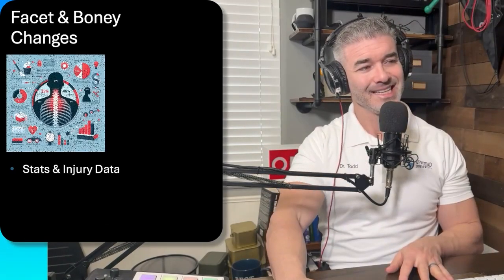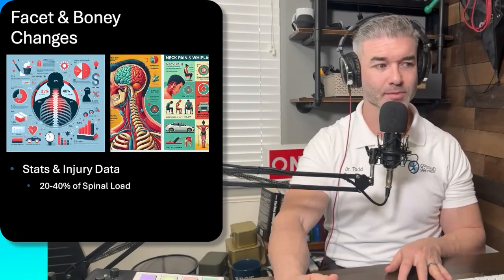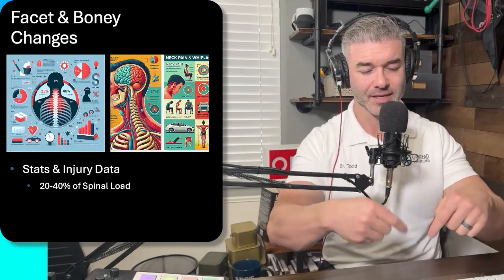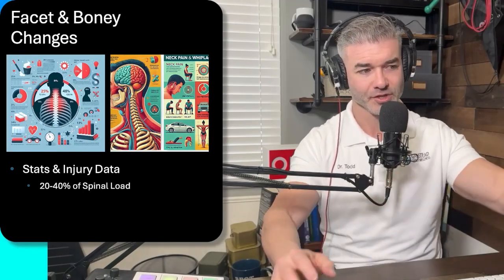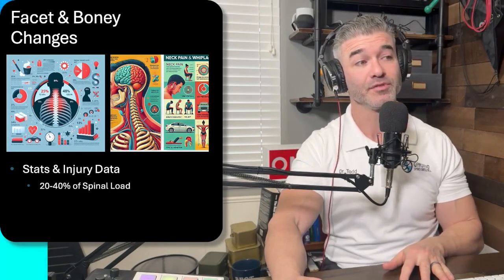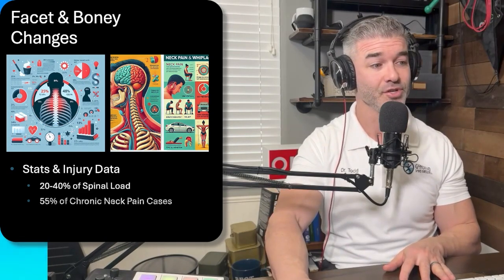Some of the statistics and injury data. Well, the facet joint is responsible for about 20 to 40% of the spinal load. Like I talked about earlier, you have the disc and you have the two facets. It's about 30% each, so 20 to 40%. So there's spinal load happening in those facets, and if there's excessive load, it can cause damage to those facet joints.